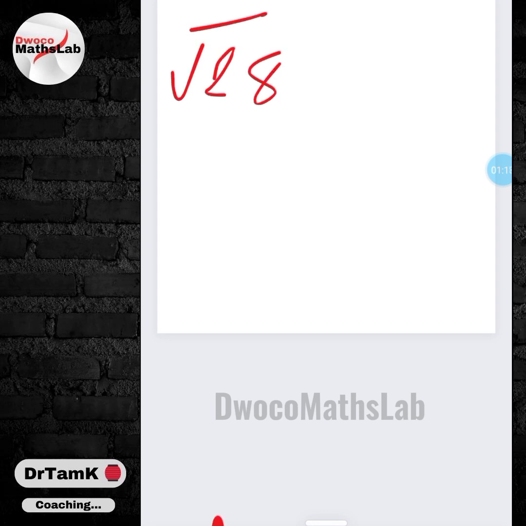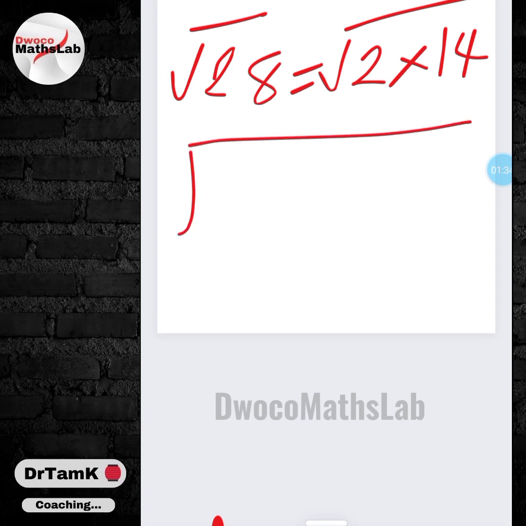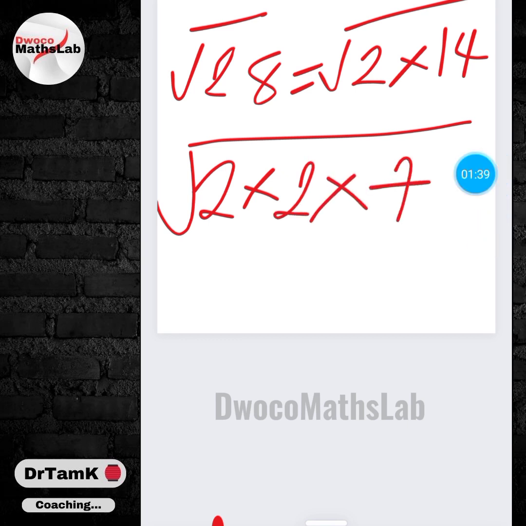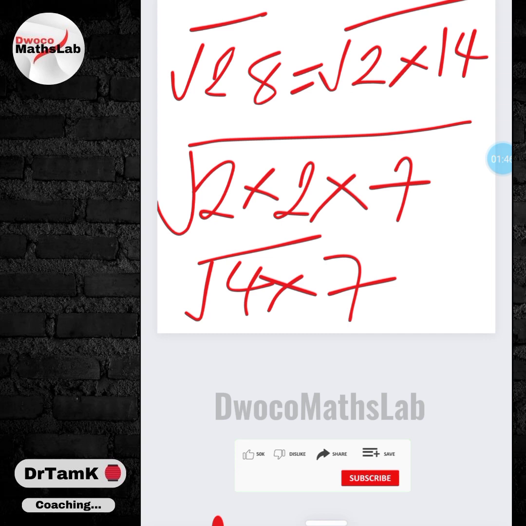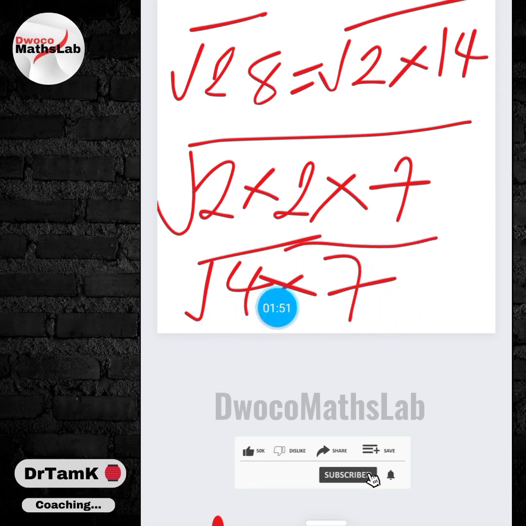Now, root 28 is actually equal to root 2 times 14, because 2 times 14 is 28. Is it true? Good. Now that's going to be broken down again to 2 times 7, because 14 is 2 times 7. Is that clear? So automatically that's going to give us root 4 times 7. Are you following? So what we're going to do is break down root 4 and 7, so that it's going to give us root 28.